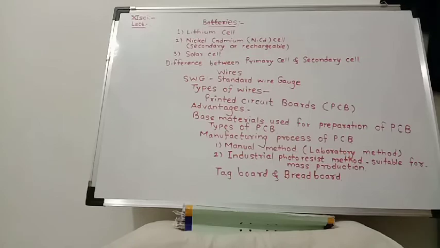Then third is shielded wires. These are also known as cables, in which two or more conductors are present in a common covering of rubber or plastic, etc. Different types of shielded wires are there.